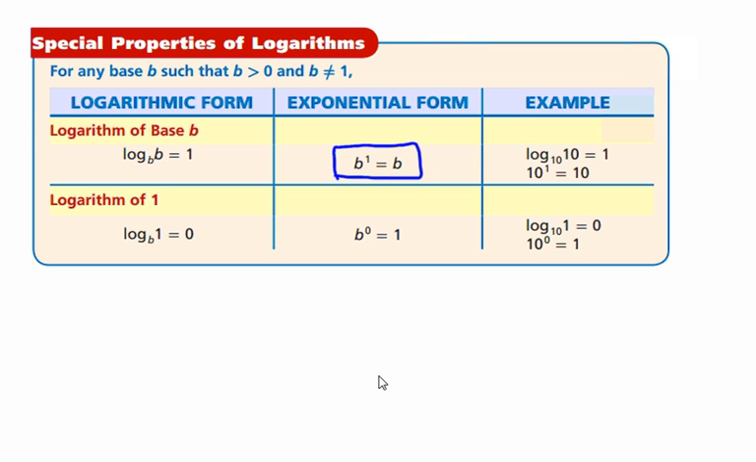Same thing for the logarithm of 1. Log base b of 1 equals 0. That's really just because b to the 0 equals 1. Anything to the 0 power equals 1. So I wouldn't spend too much time thinking about these as special properties, but I do want to point out this chart if you're going through your book and you see it kind of jumping out at you. It's really just that same thing going from logarithmic form to exponential.